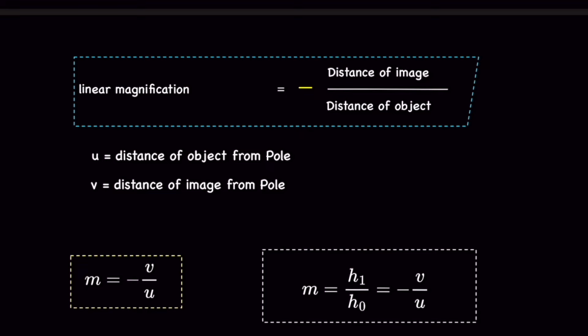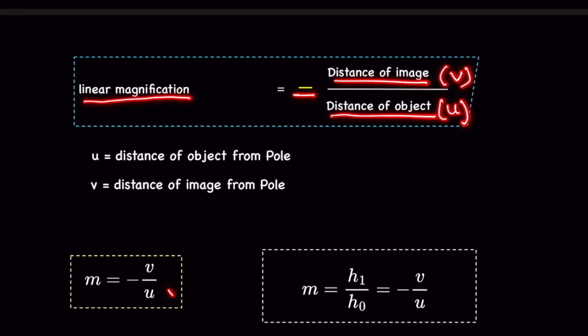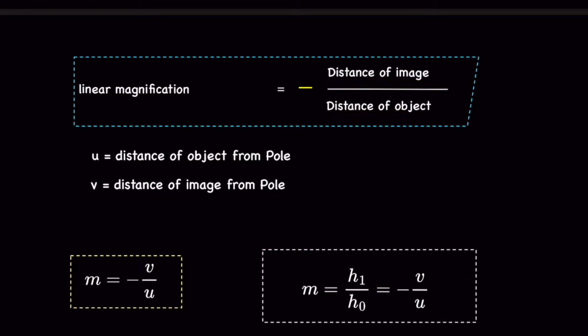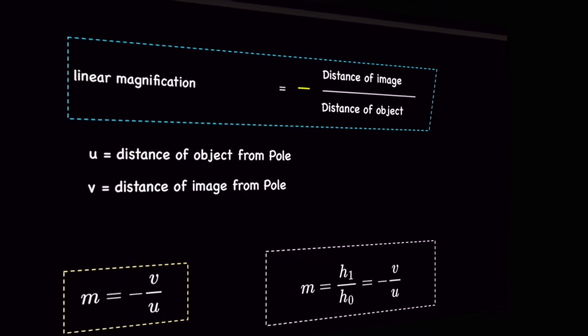Linear magnification can also be written as the negative of the distance of image to the distance of object. Distance of image is represented as V and distance of object is represented as U. So M is equal to minus V by U. If we combine both the formulas, M is equal to Hi by Ho, which is equal to minus V by U. This formula we will use to solve the numerical problems.